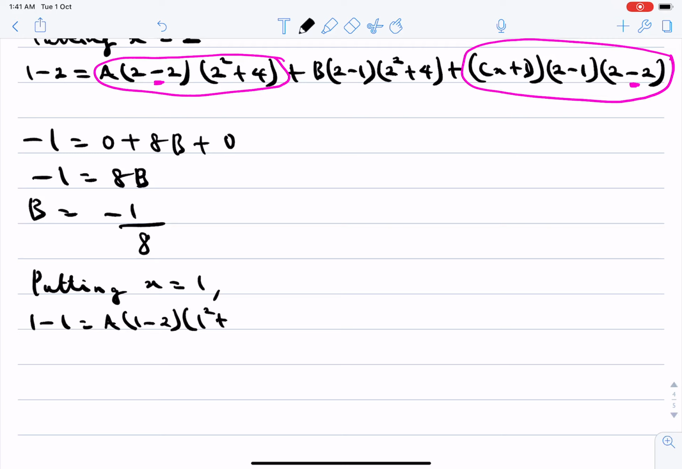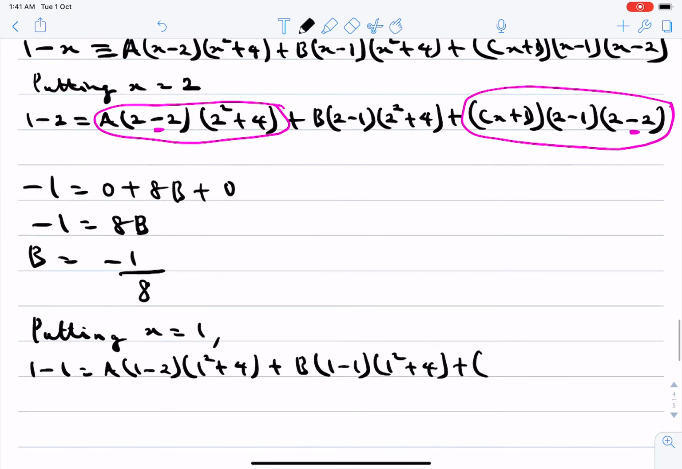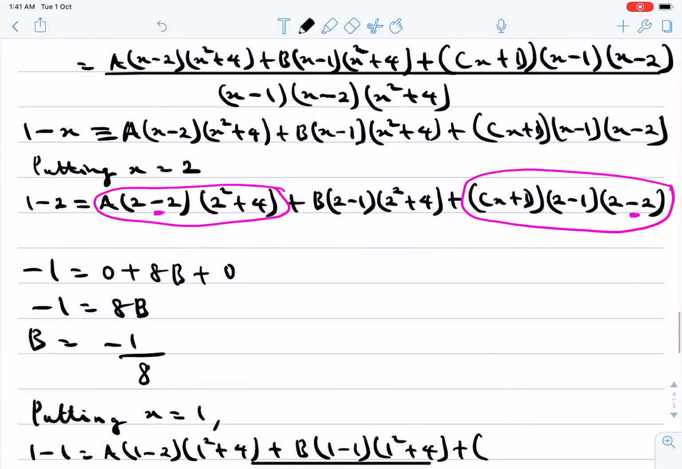times 1 squared plus 4 plus b times 1 minus 1 times 1 squared plus 4 plus, forgot something here. I was supposed to put x equals 2 here.